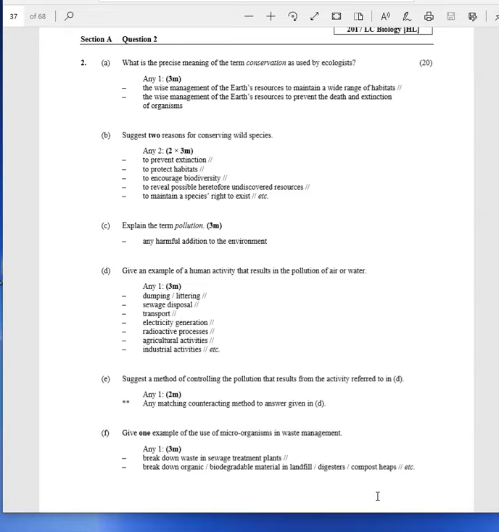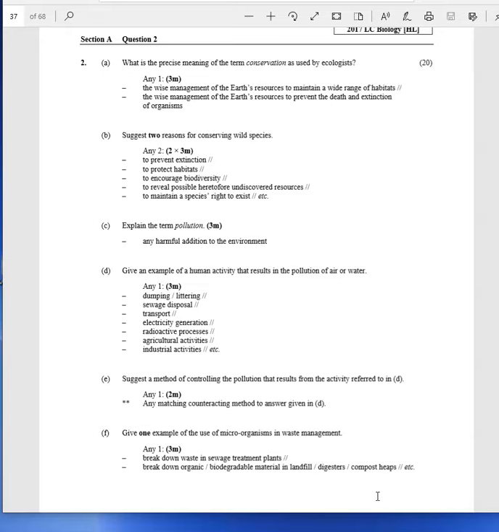Then it goes on to explain the term pollution. So pollution, again, we covered it before the break, was any harmful addition to the environment. Give an example of a human activity that results in pollution of air or water. You could say dumping, littering, sewage disposal, transport, electricity generation, radioactive processes, agriculture activities, industrial activities, and you could list them if you wanted. So for your agriculture, you could have said your slurry spreading.